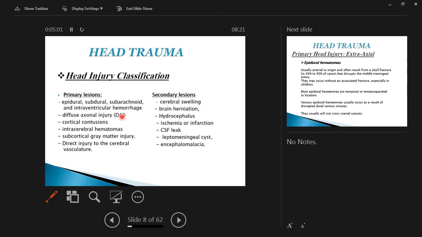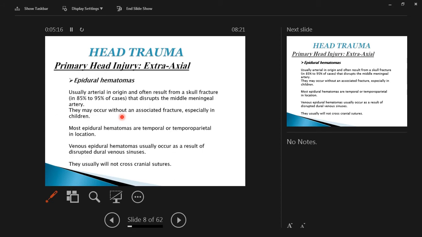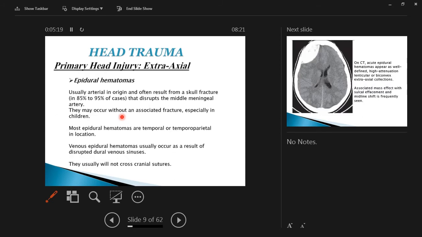The head injury classification divides injuries into primary lesions that are the result of the primary insult or blow to the head, and secondary lesions that can occur as a consequence of the primary insult. Now we start with the epidural hematoma, which is one of the extra-axial injuries, usually arterial in origin. It results from skull fracture in 85 to 95% of cases that disrupt the middle meningeal artery. They can also occur without associated fracture, especially in children. Most epidural hematomas are temporal and temporoparietal in location.